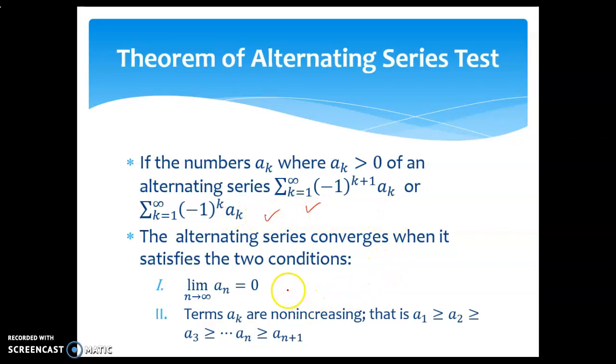So in order for this series to converge, the limit of a_n has to be equal to 0, and the terms a_k are non-increasing. That means a_1 is greater than or equal to a_2, which is greater than or equal to a_3, and so forth.